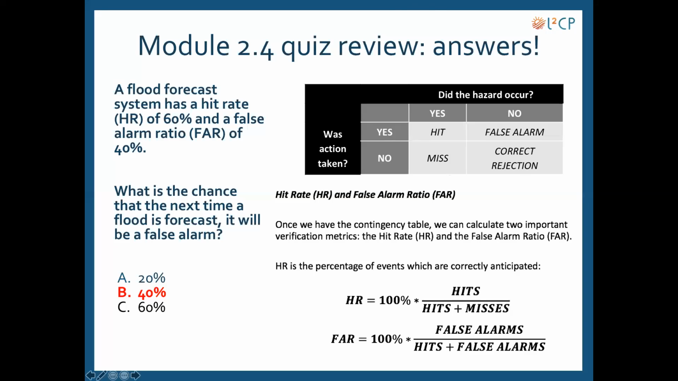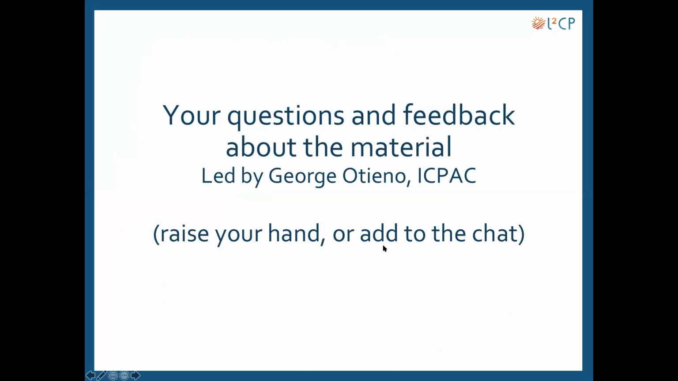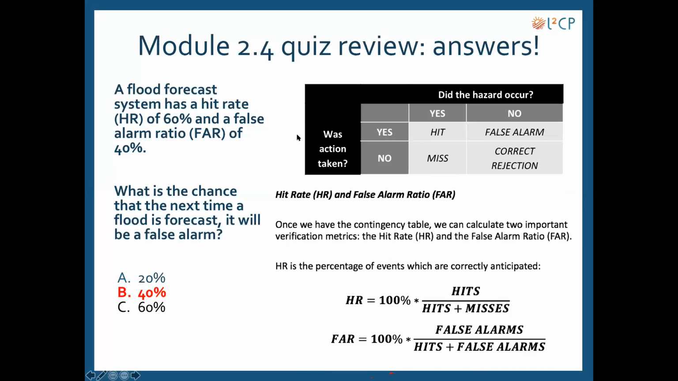So our final question on the quiz is about the flood forecast system. We've got a hit rate of 60% and a false alarm ratio of 40%. What's the chance that the next time a flood is forecast it will be a false alarm? This is maybe a slightly tricky, not a trick question, but there's no real calculation required, because what we're looking for is the chance the next forecast will be a false alarm. And if you recall, false alarm ratio tells you exactly that.